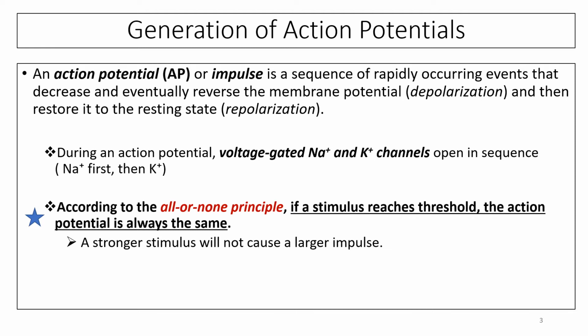If there's not enough stimulus to reach negative 55 millivolts, so if the inside of the cell membrane only gets to, let's say, negative 60 millivolts, there's not enough stimulus to depolarize it to negative 55, then nothing will happen. So it's all or none. Either you get a full action potential or you get nothing at all.